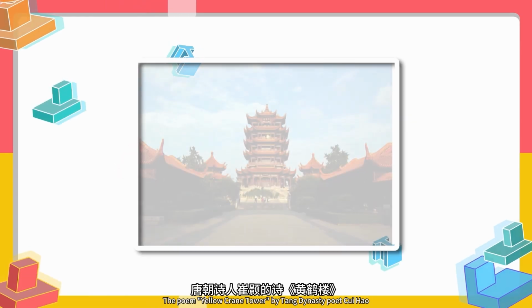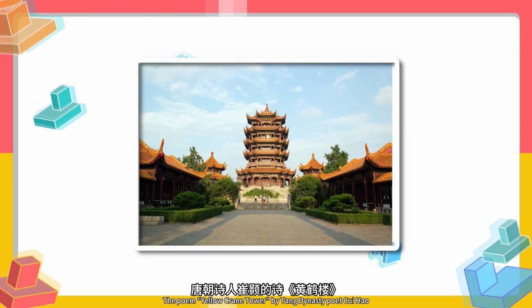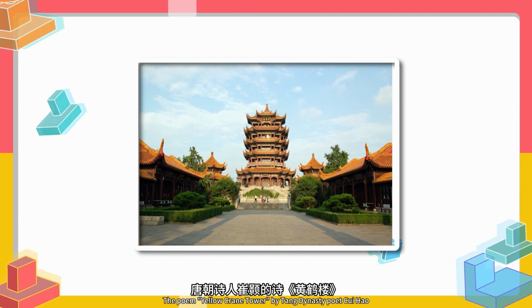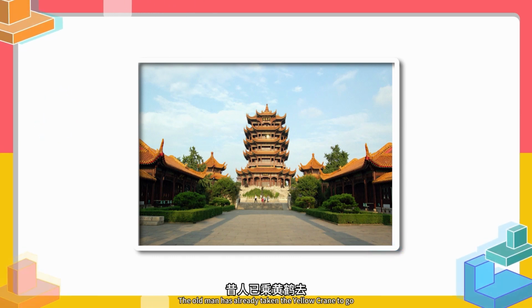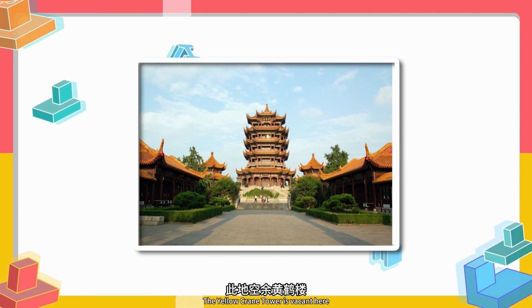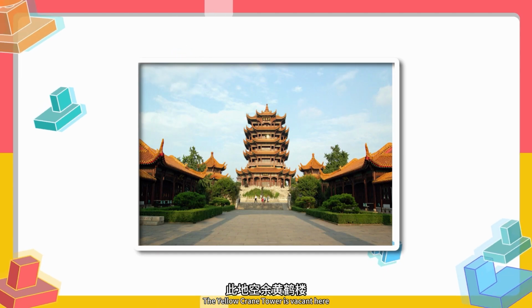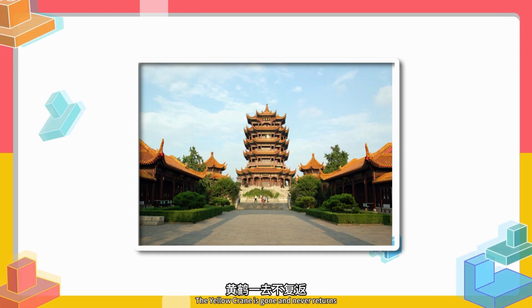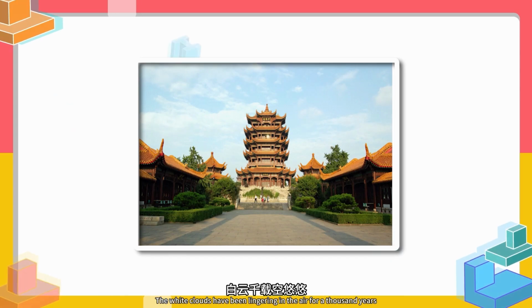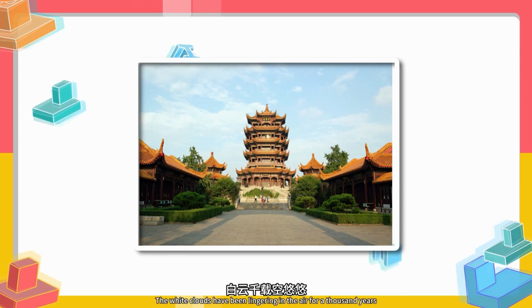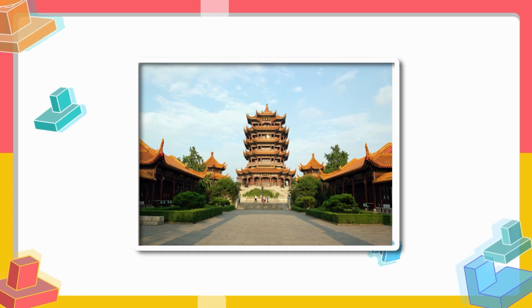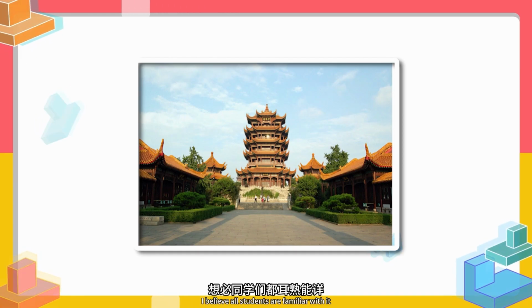The poem Yellow Crane Tower by Tang Dynasty poet Cui Hao: The old man has already taken the yellow crane to go. The Yellow Crane Tower is vacant here. The yellow crane is gone and never returns. The white clouds have been lingering in the air for 1,000 years. I believe all students are familiar with it.